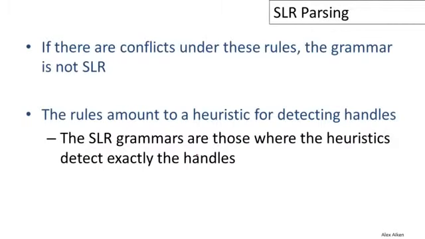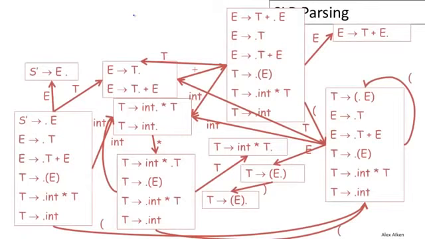So if there are any conflicts under these rules, either shift-reduce or reduce-reduce, then the grammar is not an SLR grammar. And just notice that these rules amount to a heuristic for detecting the handles. So we take into account two pieces of information: the contents of the stack, that's what the DFA does for us, and it tells us what items are possible when we get to the top of the stack, and also what's coming up in the input, and we can use that to refine our reduction decisions. And for those grammars where there are no conflicts, meaning there's a unique move in every possible state under those rules, then this heuristic is exact for those grammars. And we just define those grammars to be the SLR grammars.